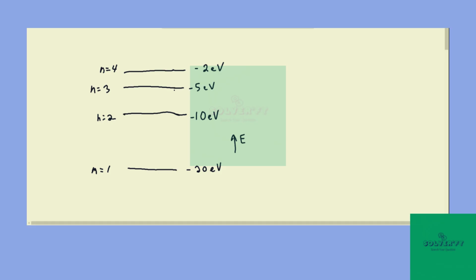Here we're going to look at an example of an energy level diagram with just 4 energy levels. Notice that they are all negative energies, which means that this is a bound system. So our electron is bound inside of the material.